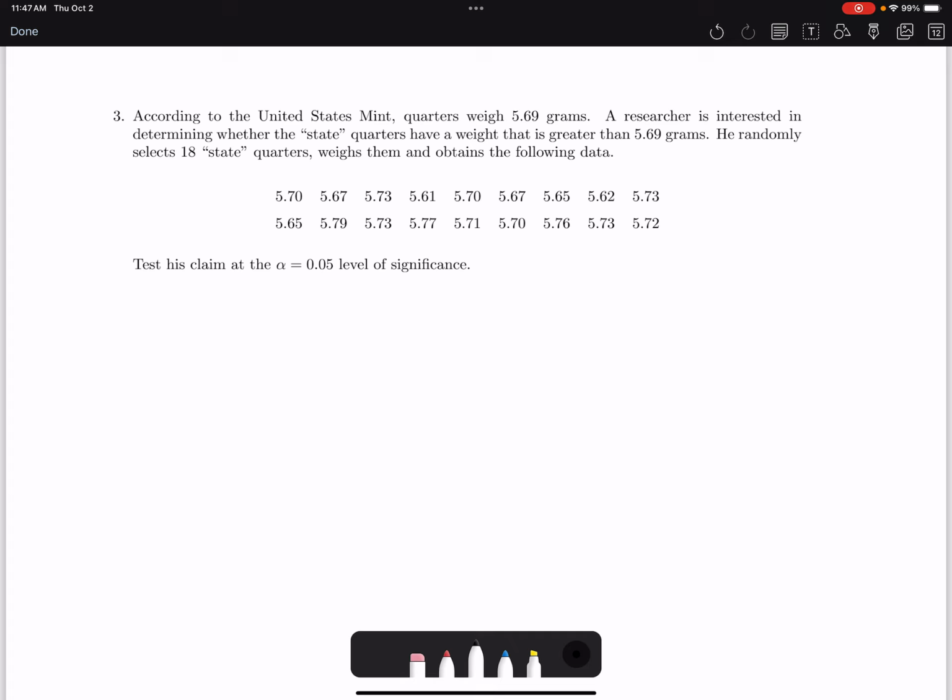Okay, here's my solution. So step 1, our null hypothesis is that the average weight of the state quarters is the same as it is for the eagle quarters, which is 5.69 grams. So mu equals 5.69. The alternative that we're trying to test is that mu is greater than 5.69 grams.